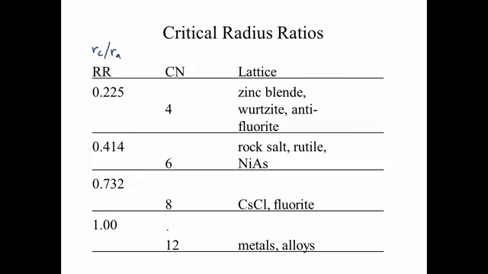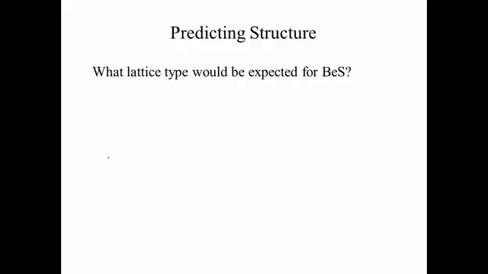The limits, again, of the radius ratio rules are that you need to pick the right ionic radii, and these are just the critical ratios. You could always put a larger ion in and just spread everything out more. So with that caveat, let's see what happens here with the compound beryllium sulfide.